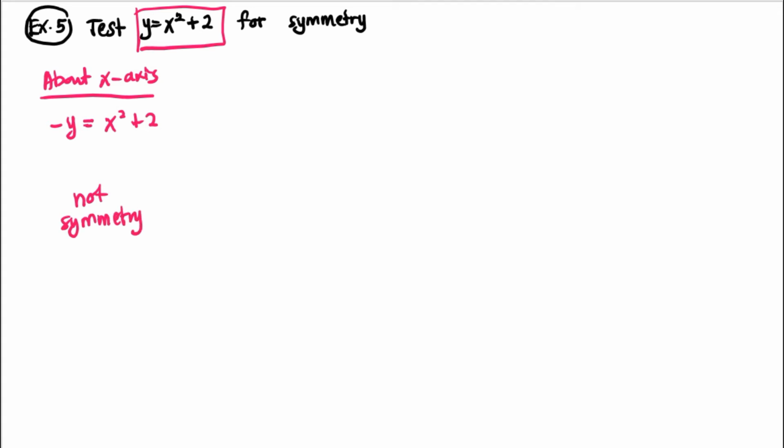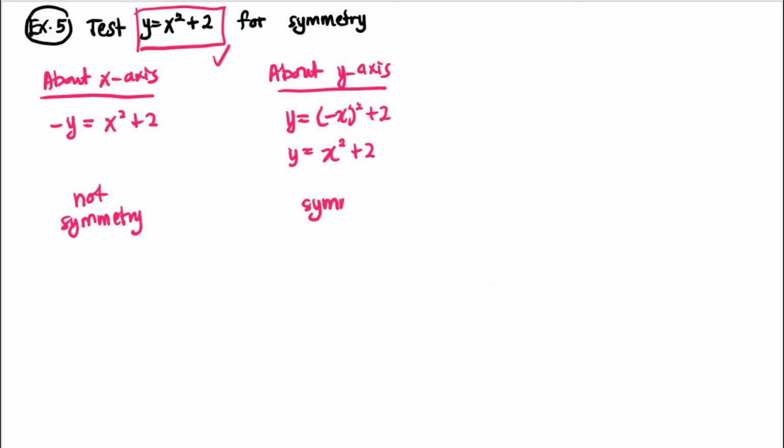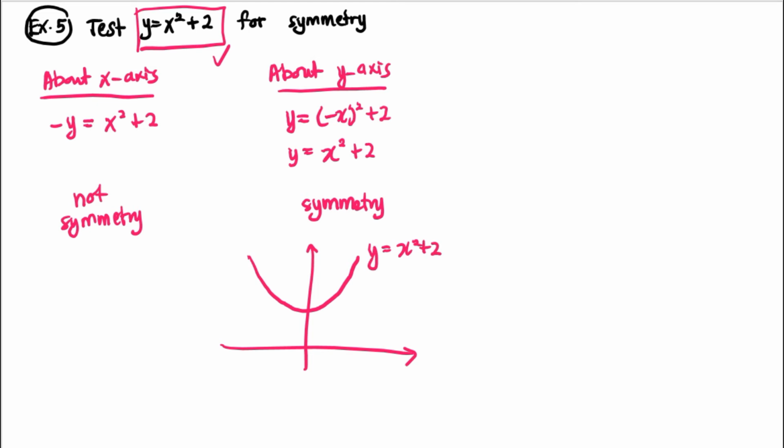All right, let's check about the y-axis. When it is about the y-axis, we should replace the variable x with negative x. So we have y equals negative x to the power of 2 plus 2, which is equal to y equals x squared plus 2, and this goes back to the original function. So we have this as symmetric about the y-axis. In fact, when we draw this function, we'll have something like this. This is y equals x squared plus 2, so it is symmetric about the y-axis.